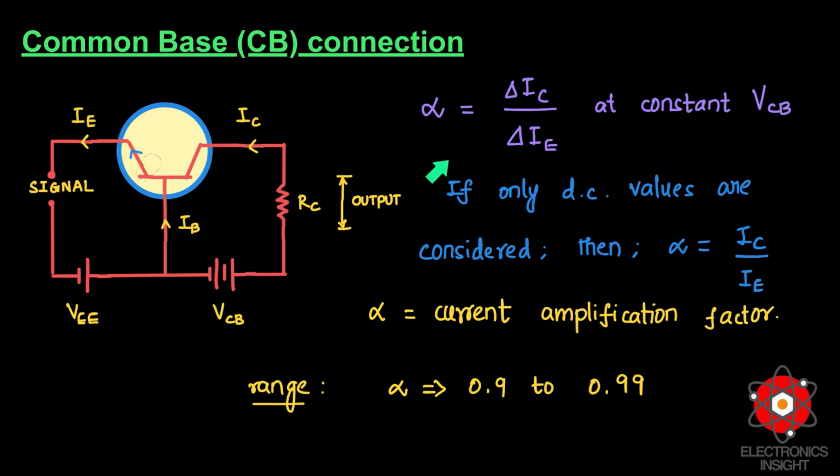This current amplification factor will be less than unity, and this value can be increased but not more than unity by decreasing the base current. So by decreasing the base current, alpha can be increased but within unity. This is achieved by making the base thin and doping it very lightly, and the practical values of alpha in commercial transistors range between 0.9 and 0.99. And if only DC values are considered without any change in the current, then alpha will become IC by IE.